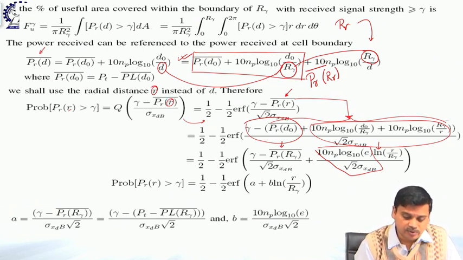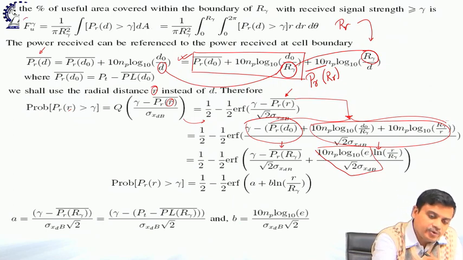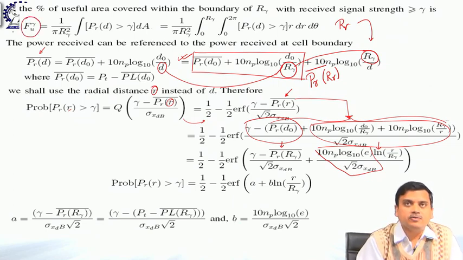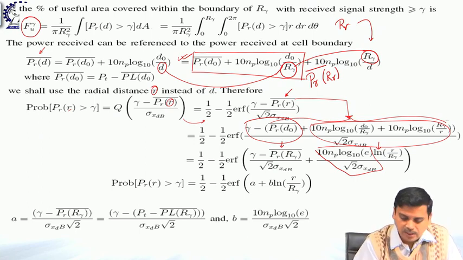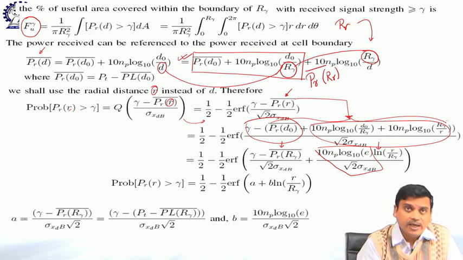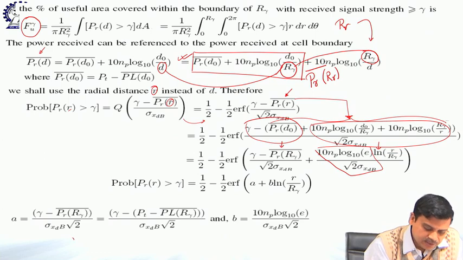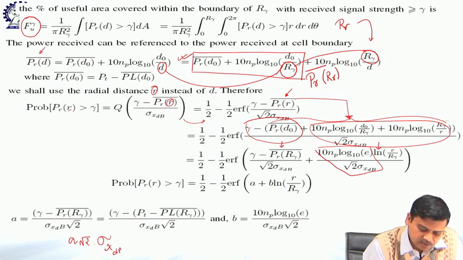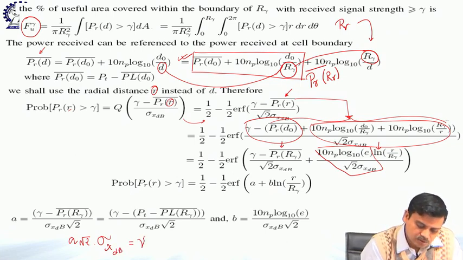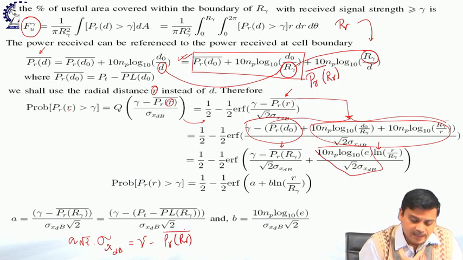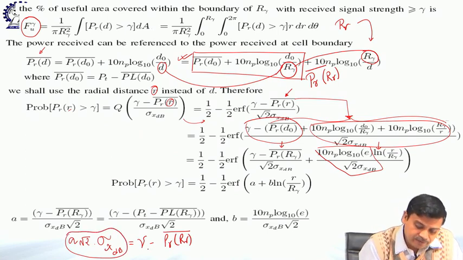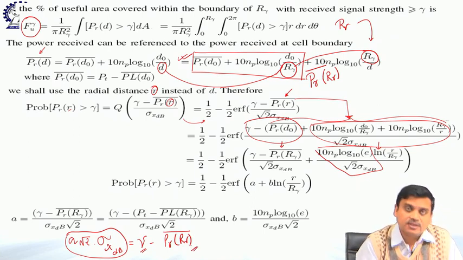Once you calculate the coverage probability at any distance or at the cell edge, then you can go back and calculate the percentage useful area of the cell. That is possible. Now, one quick interpretation: if you concentrate on the term A, then A multiplied by root 2 multiplied by sigma x dB is equal to gamma minus P r at r gamma bar, indicating that this term is capturing the difference between the sensitivity level and the received signal strength.